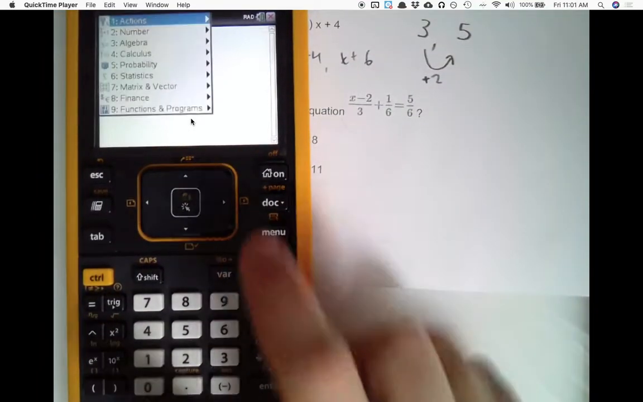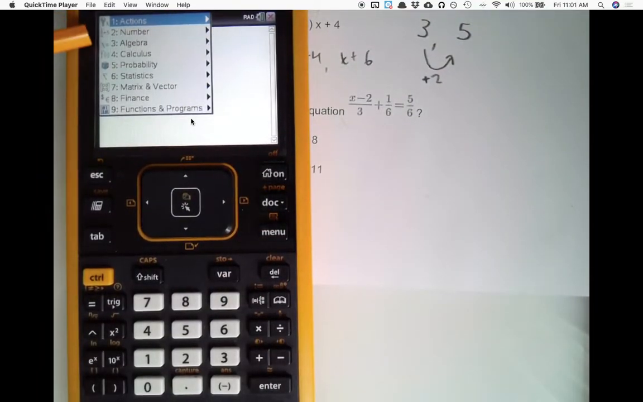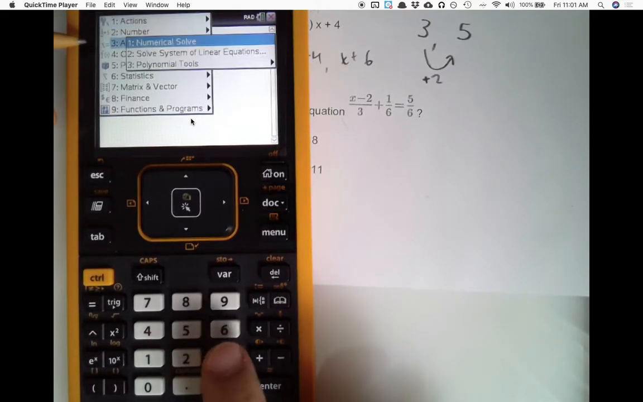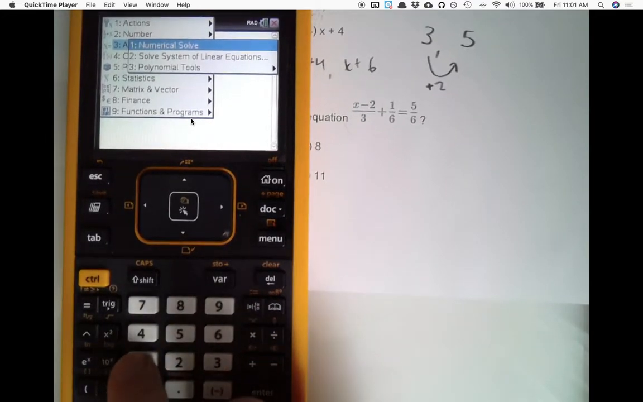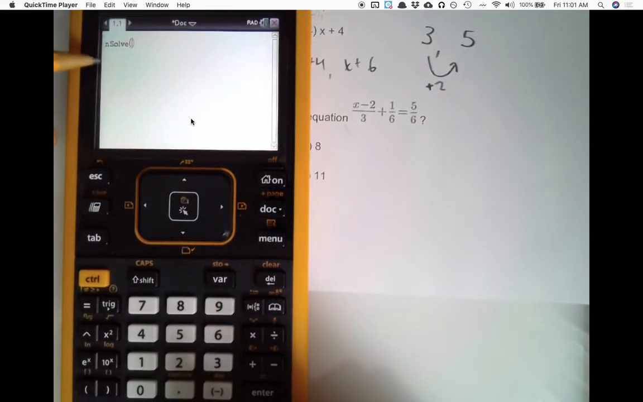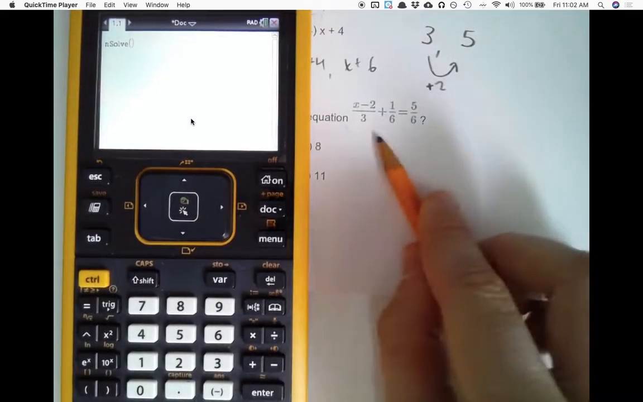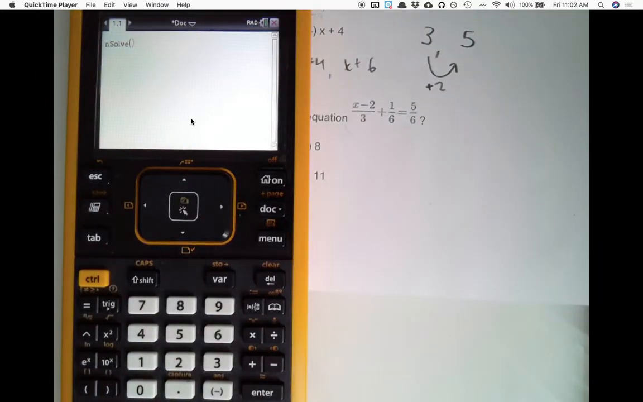So I'm going to hit the menu key. I'm going to solve an algebra question, so I'm going to hit 3 to go to algebra. And I want to do a numerical solve for this point in the class. And you should see this little nSolve pop up over here. And all I'm going to do is take my original equation and plug that into the nSolve.